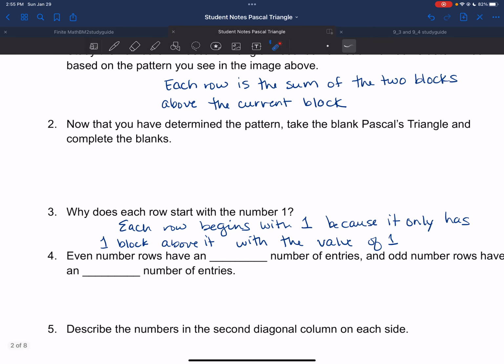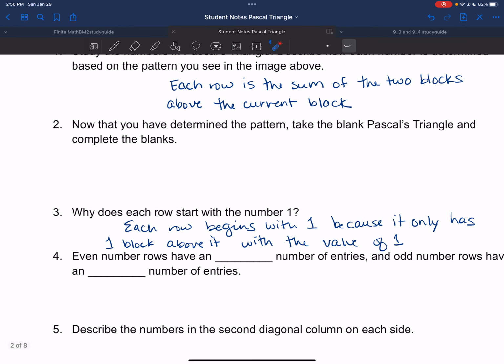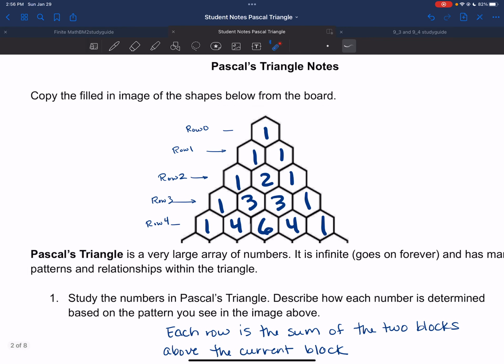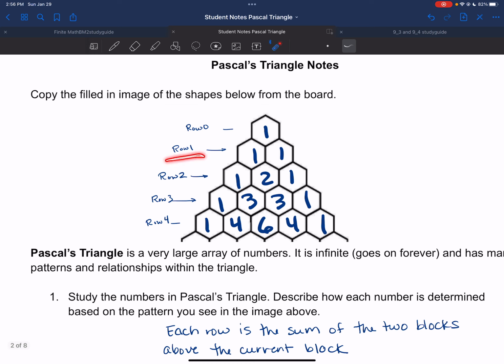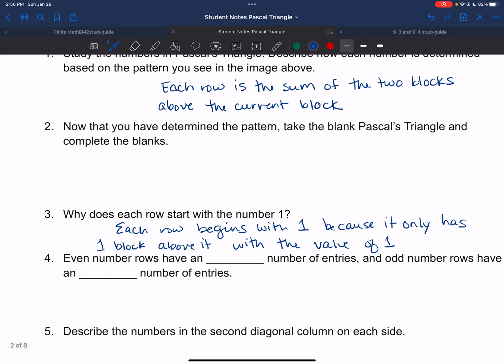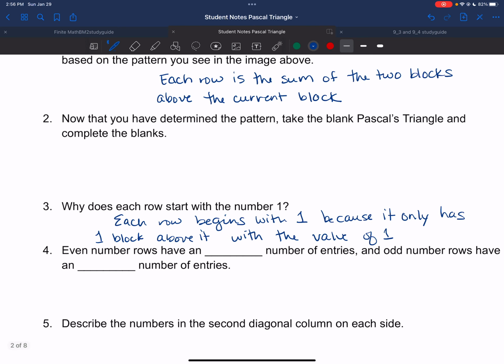Even number rows have blank number of entries, and odd number of rows have a blank number of entries. Okay, so if I look at row 1, that's an odd row, and I have an even number of entries. Row 2, which is an even number, has an odd number of entries, so those are opposite. Even number rows have an odd number of entries, and odd number rows have an even number of entries.